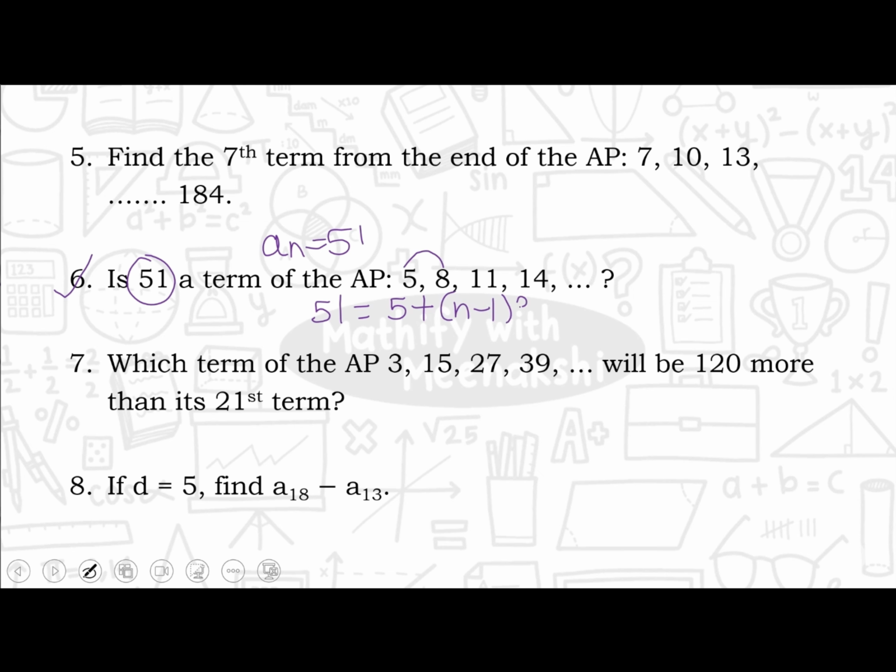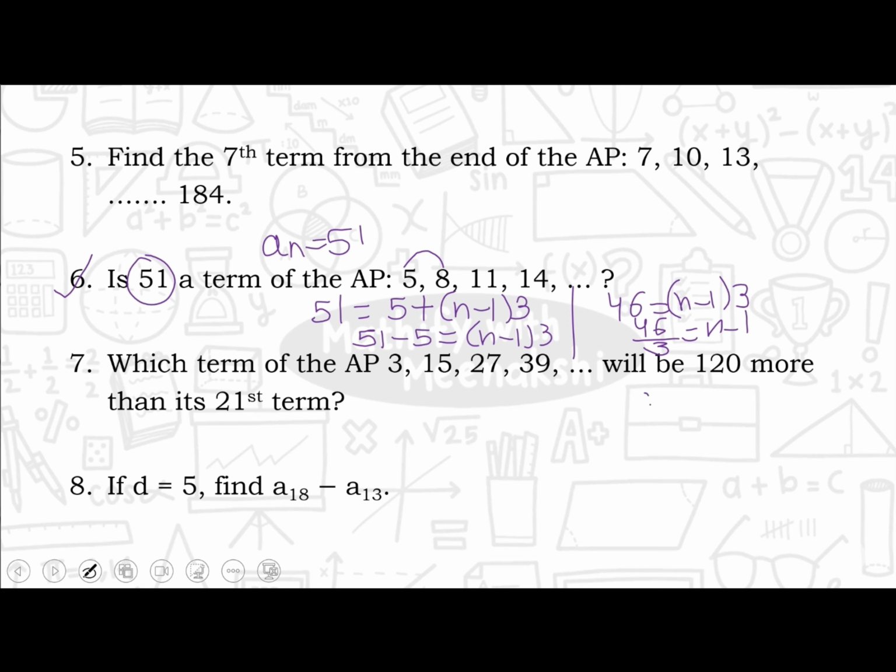8 minus 5, that is 3. Now 51 minus 5 is equal to n minus 1 into 3. So we can write 51 minus 5, that is 46, is equal to n minus 1 into 3. Now just transpose 3 to that side. 46 by 3 is equal to n minus 1. From here only you know that 46 by 3 is not a whole number.